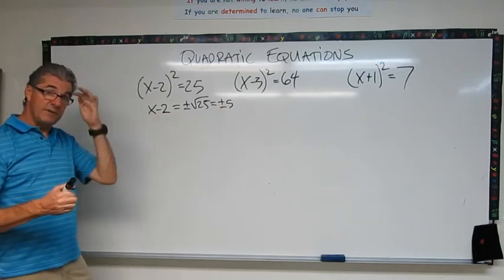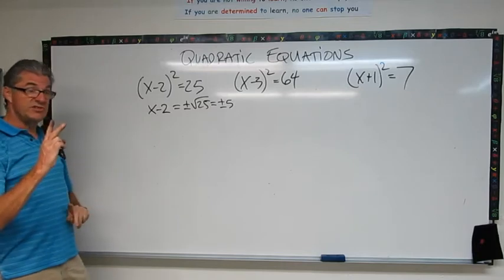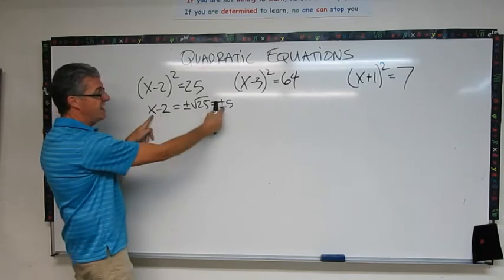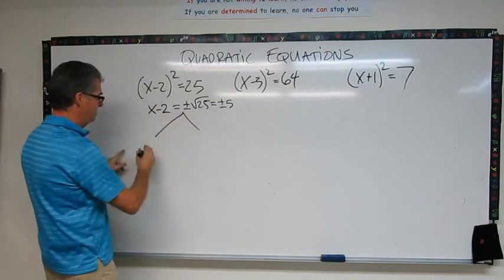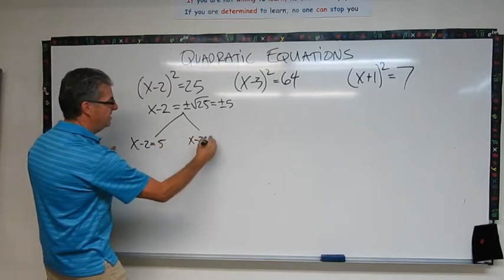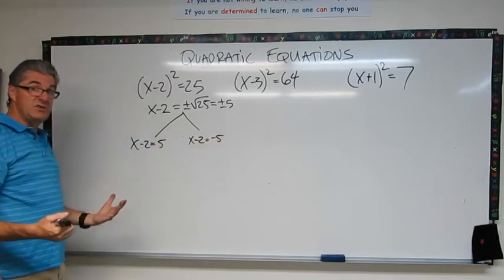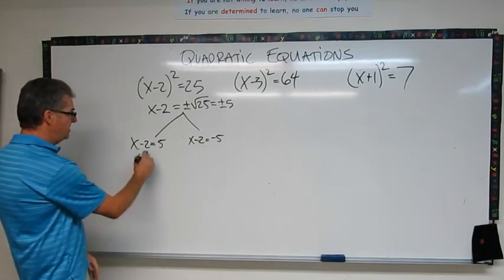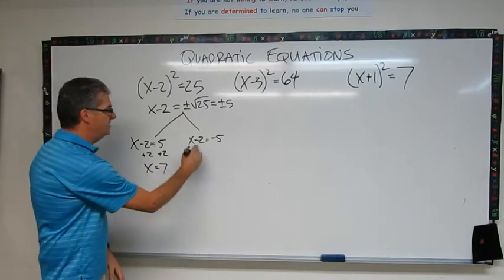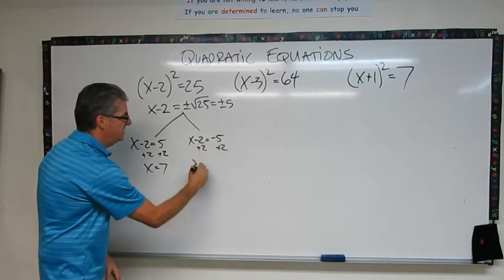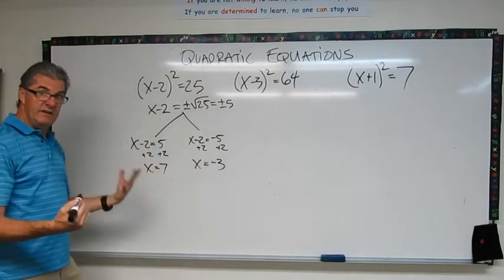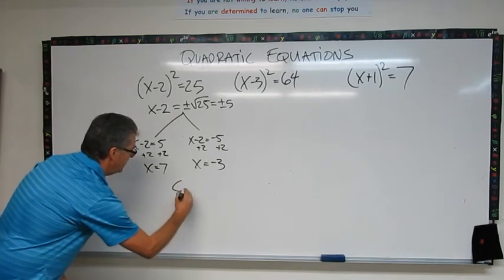Now this is where it gets a little complicated. I have 2 equations to solve now. I have x minus 2 equals positive 5 and x minus 2 equals negative 5. So I'm going to do a branch. X minus 2 equals 5 and x minus 2 equals negative 5. And this is going to give me my 2 solutions. This one, I'm going to add 2 to both sides and get x equals 7. And here I'm going to add 2 to both sides as well and get x equals negative 3. Those are my 2 answers. If you stop there, that's fine. If you like set notation, you can do it like this.